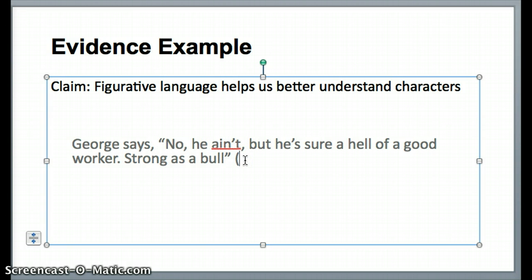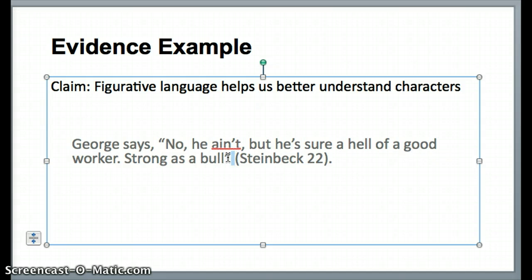The way that I cite the quote is by writing the author's last name, Steinbeck, and the page number, in the parentheses, and put a period at the end. Okay, a couple things to notice about the grammar. I put a comma here after George says. I start the quotation marks. I end the quotation marks after the quote, and then I put a space right here.